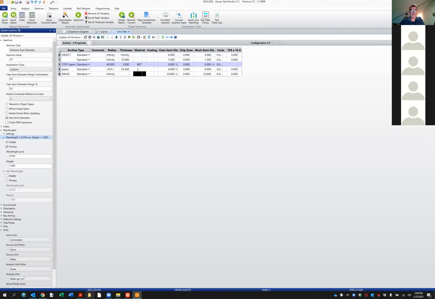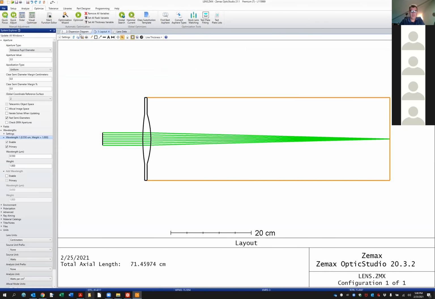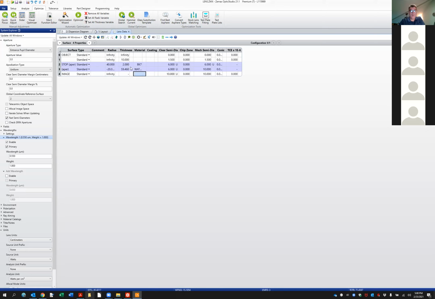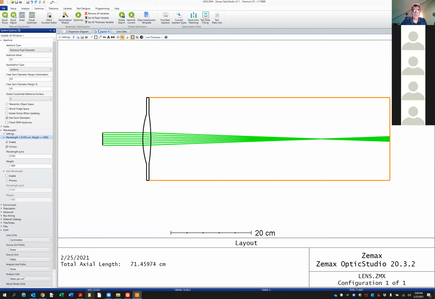But let's go back to having water there. And we focus it. Okay, and we look at our layout, and yep, it's focused. Well, now I am going to flip the lens. And we still have water on the right, and we still have air on the left. But what we find is that when we flip around the lens, suddenly the focal point has moved.